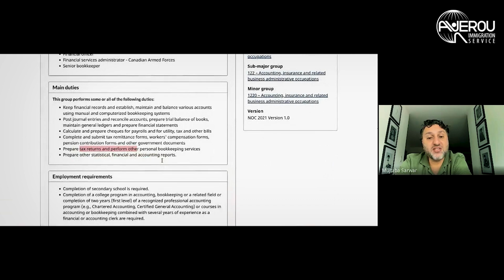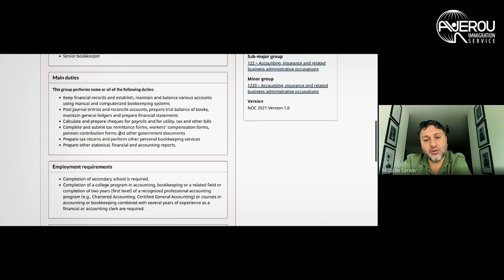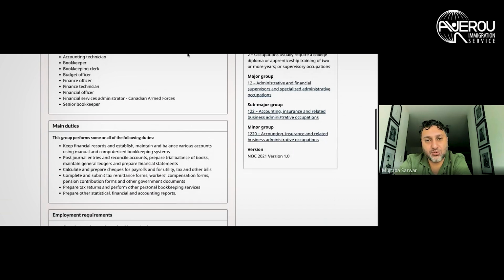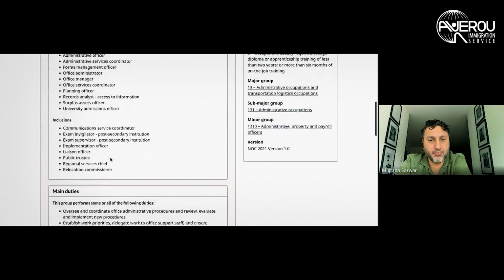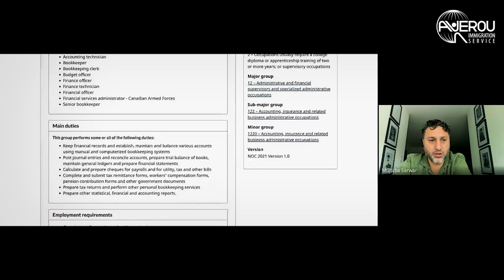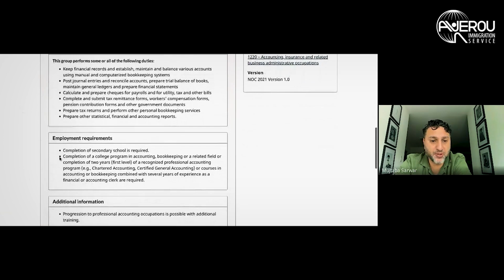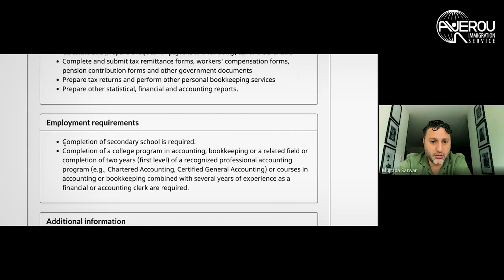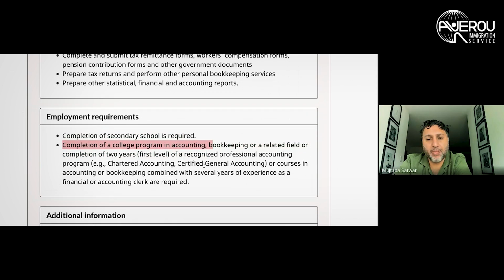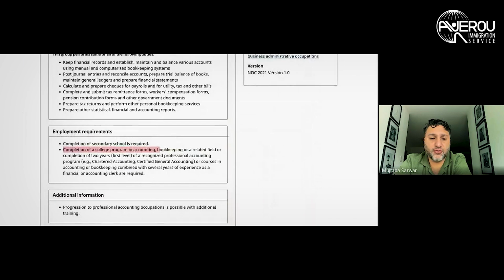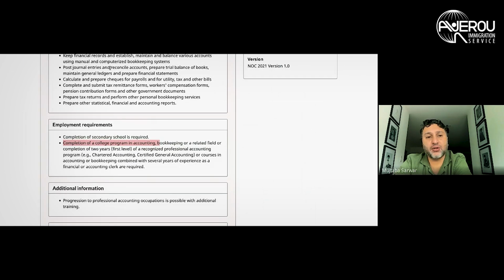So you may seem like you're working as an accountant, same jobs as an accountant, but sorry, I went to the wrong one here. But it's not the case, because look, here they're saying to do this job you only need a secondary school or a completion of a college program in accounting, bookkeeping, etc.